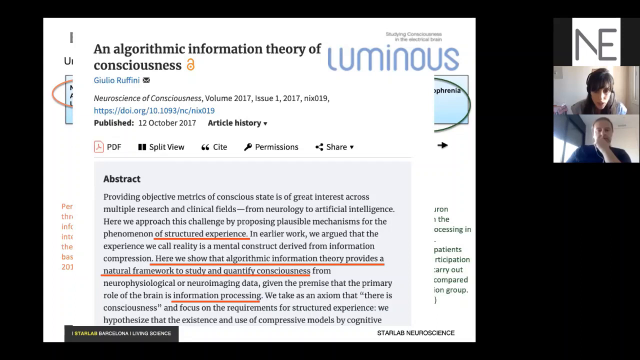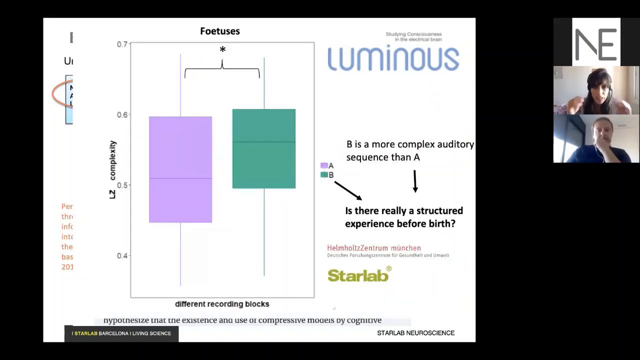Based on this theory, we also did a work that has not been published yet, in collaboration with a group in Munich from Hubert Priestley. In this work, we found increased complexity in fetuses when we gave them more complex auditory sequences. The question that arose is: if the increasing complexity is due to the increase of the auditory sequence, is it due to a structured experience that comes from the outside? Is there really a structured experience before birth? This is really the current state of the art in the field related to complexity.